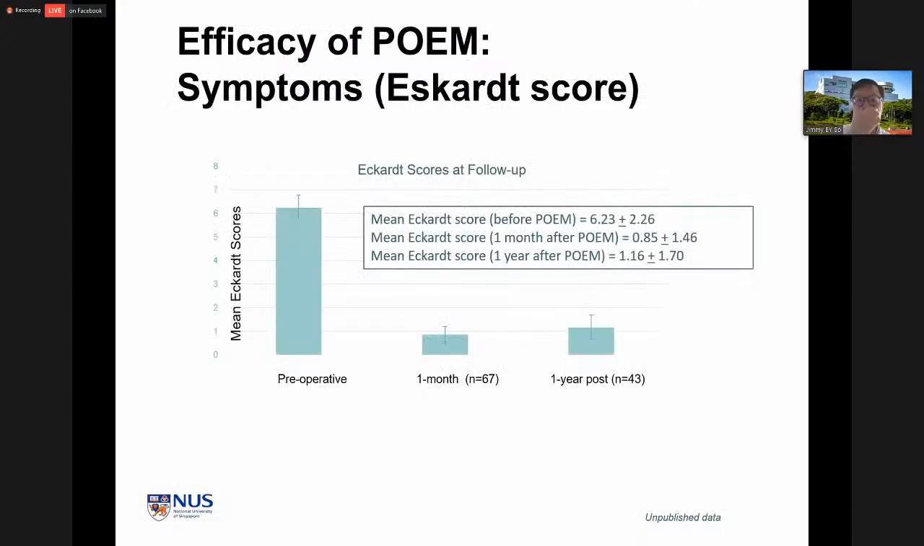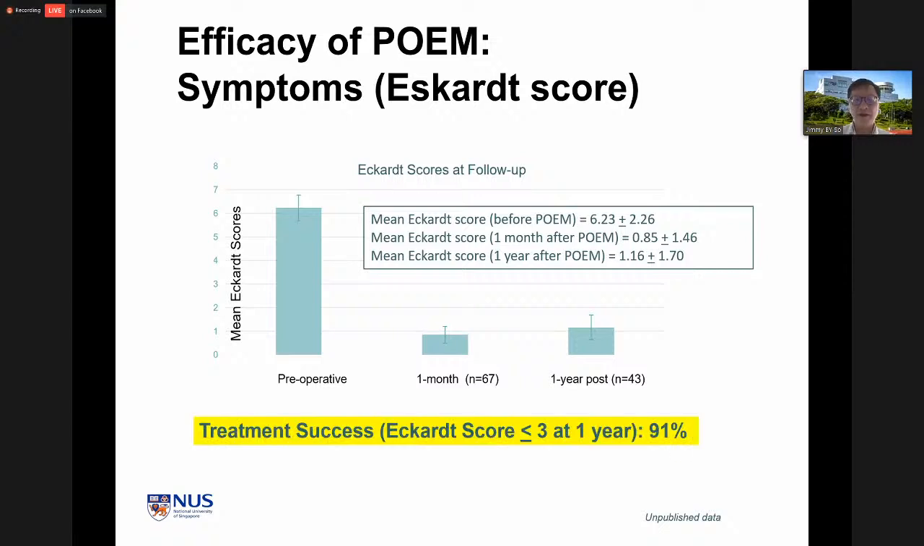This is the result of our POEM in terms of efficacy. We measured it by the symptom composite score called the Eckardt score. The Eckardt score is a composite score composed of dysphagia, regurgitation, weight loss and chest pain. Therefore, you can see from this graph that the preoperative Eckardt score median is 6. It decreased at 1 year to 1. Therefore, our treatment success, defined as an Eckardt score less than 3 at 1 year, is 91% in our series.